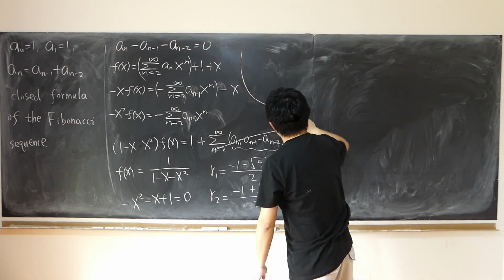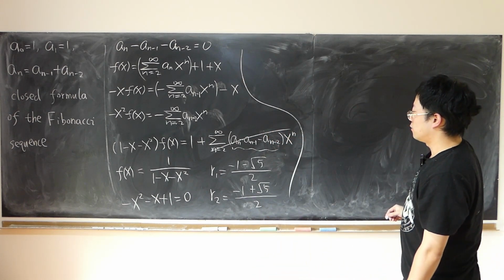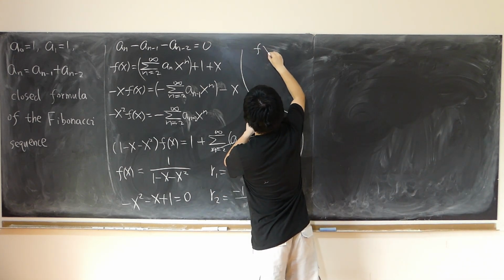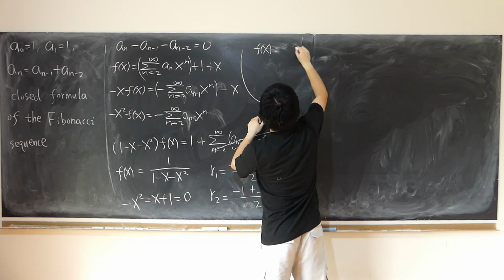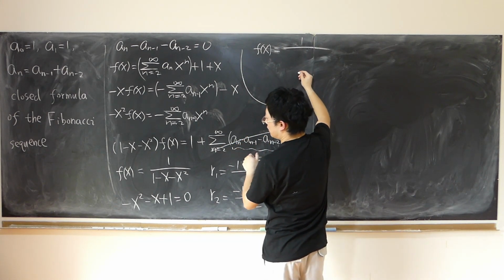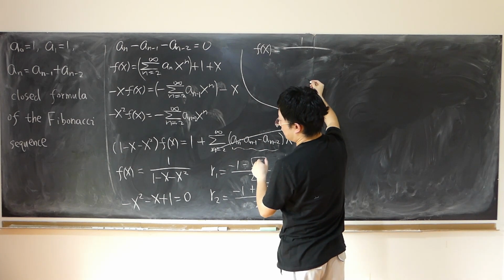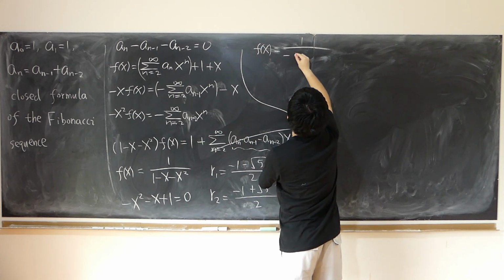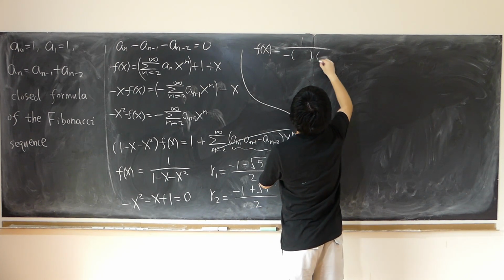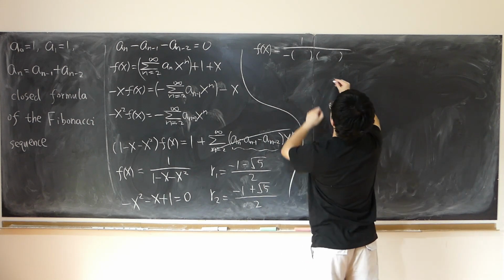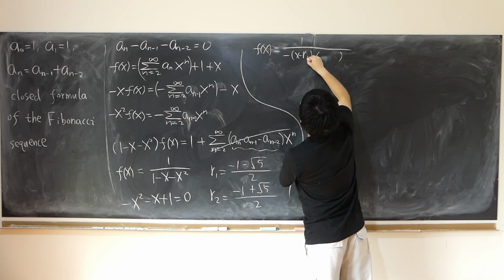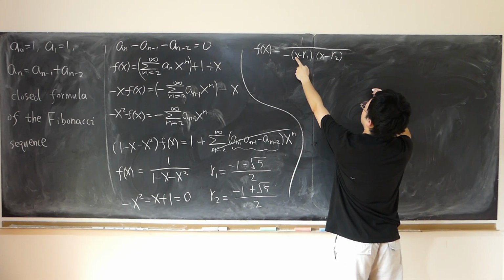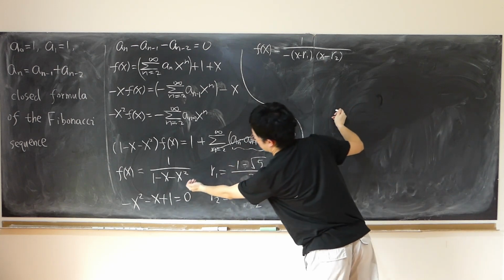So this time I can rewrite f of x into partial fractions. f of x is supposed to be 1 over, first, I'll take out the negative sign in front of x squared. Then I have the factorization, x minus r1, x minus r2. Positive x, there's a negative sign. Same thing.